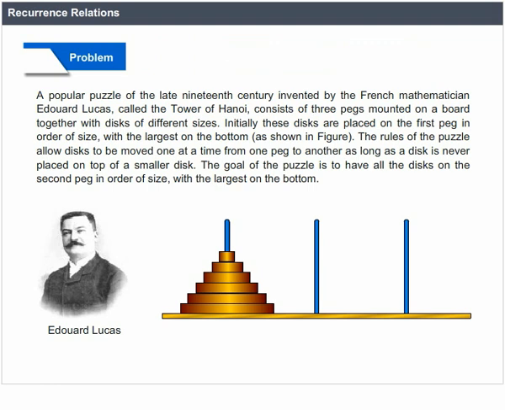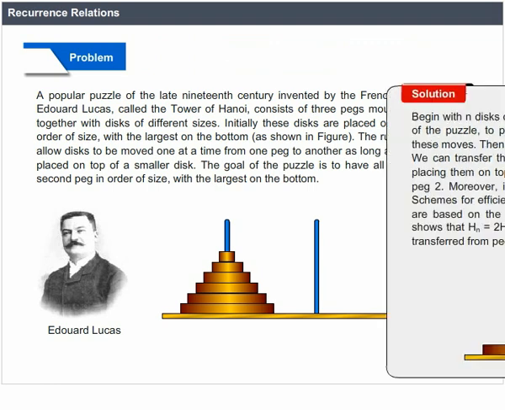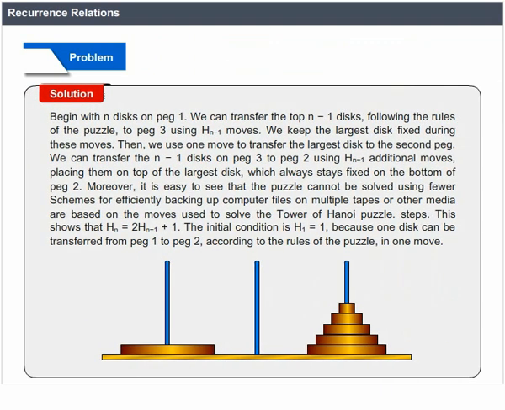The goal of the puzzle is to have all the discs on the second peg in order of size with the largest on the bottom. Solution. Begin with n discs on peg 1. We can transfer the top n minus 1 discs, following the rules of the puzzle, to peg 3 using H(n-1) moves. See figure for an illustration of the pegs and discs at this point.